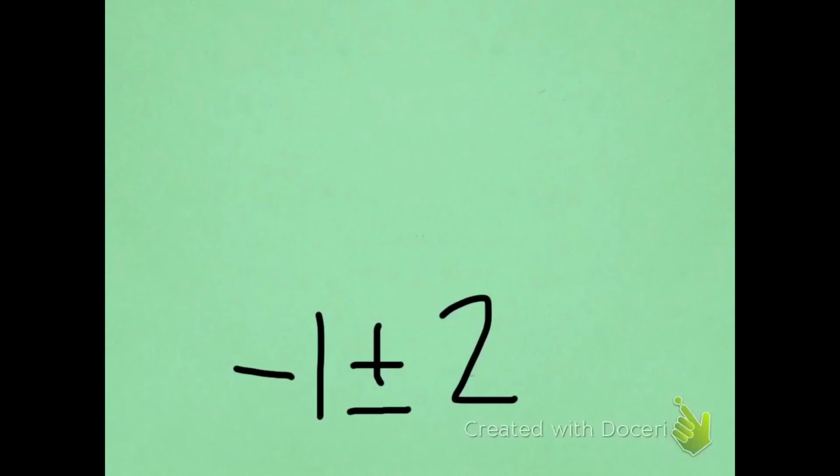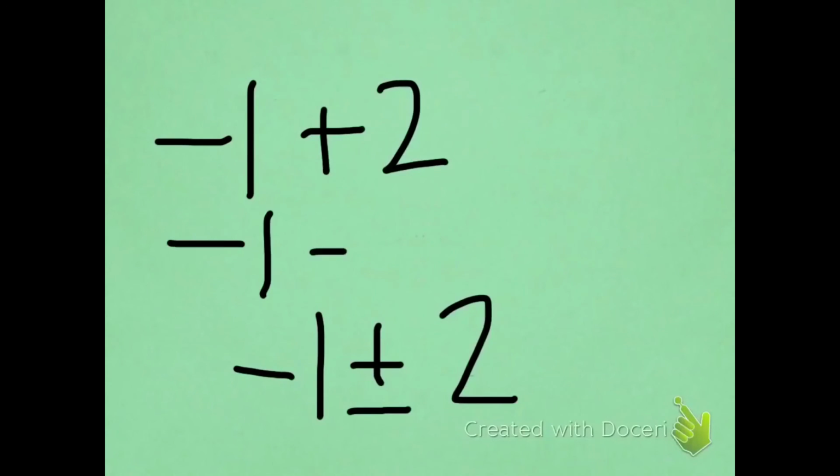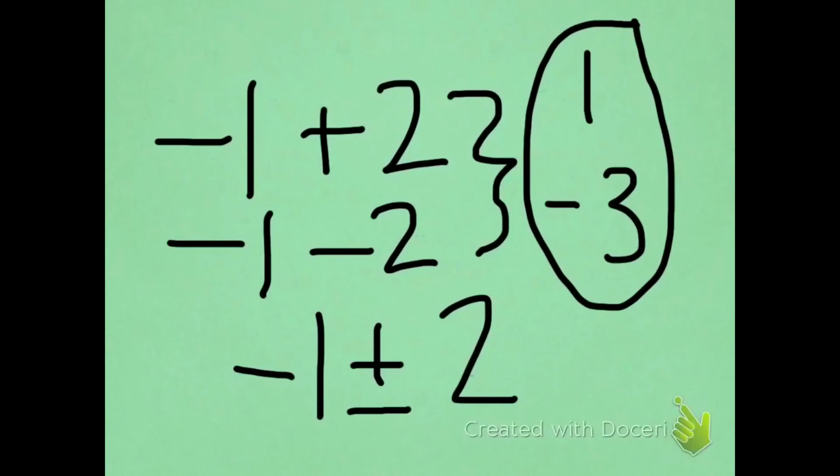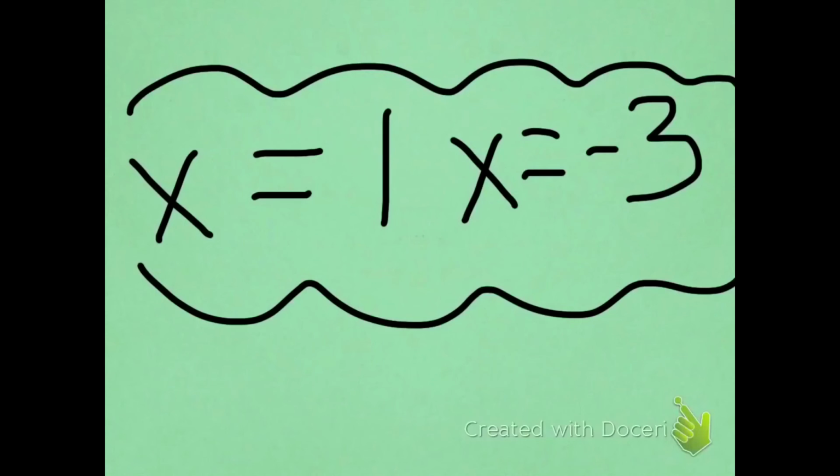Now all that is left to do is to find negative 1 plus 2 and negative 1 minus 2 to find our two roots. So negative 1 plus 2 equals 1, and negative 1 minus 2 equals negative 3. So these are our two roots, which are our solutions to the problem.